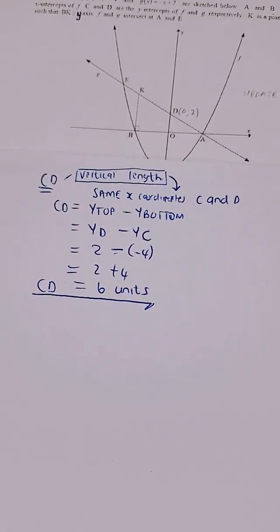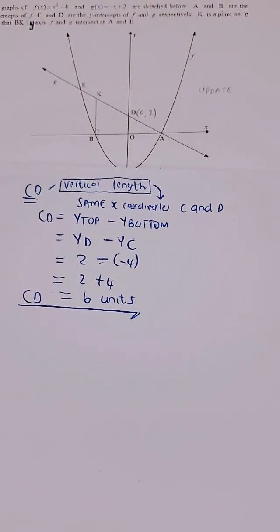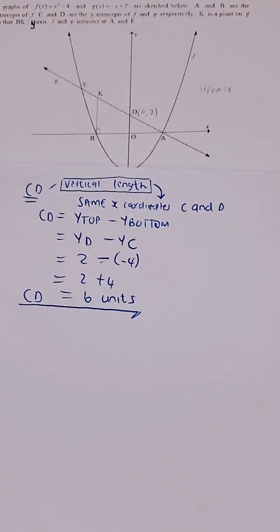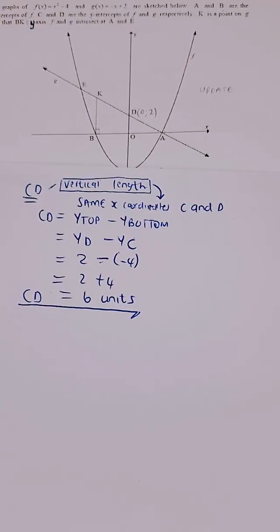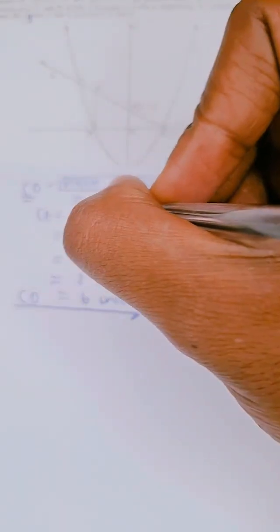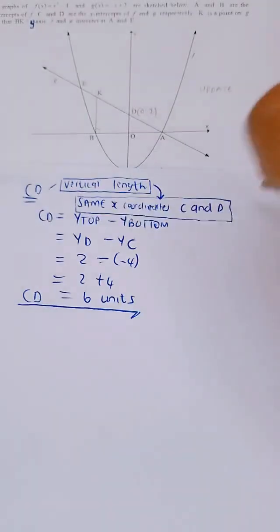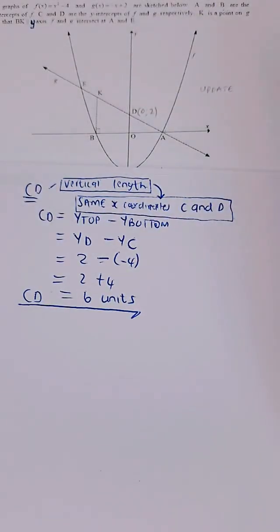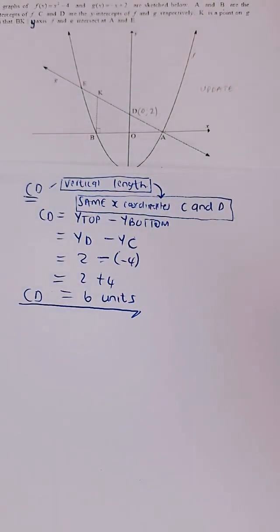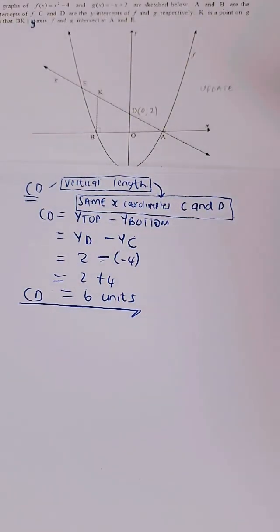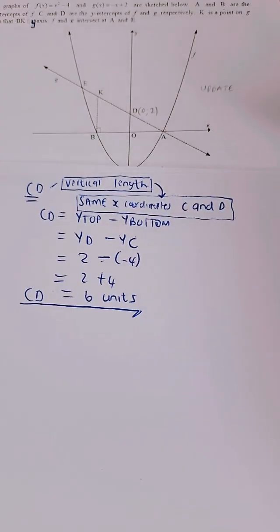But appropriately, for a vertical length in functions, this is a simplistic formula. Just take y at the top minus y at the bottom, but you only do it for a vertical line. And I said, what characteristics do vertical lines possess? They have the same x coordinate, whilst the y coordinates are different. So vertical length, we take care of it in that way.